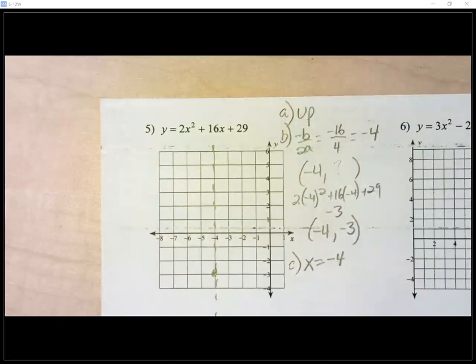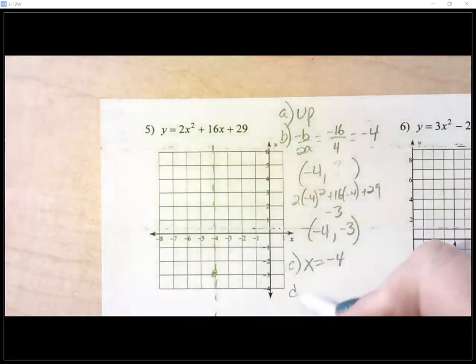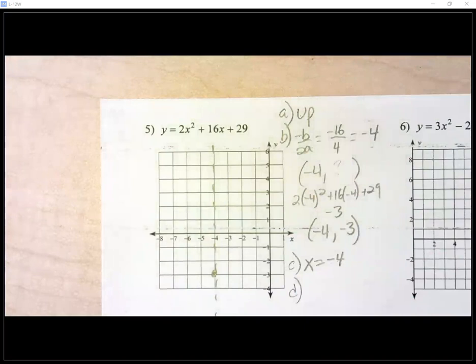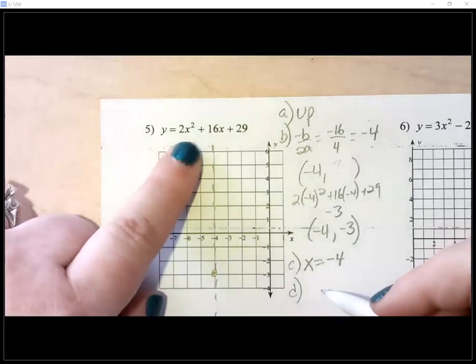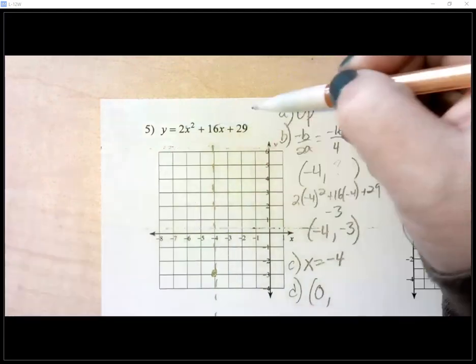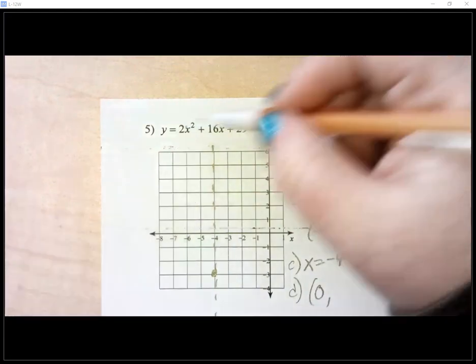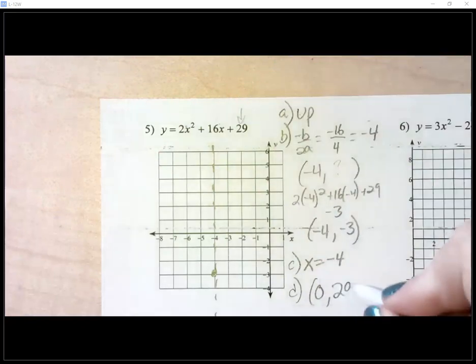So where was I? Axis of symmetry, there's the equation of the line, perfect. D, now this may or may not show up on your graph, depending on where it is. We're looking for the y-intercept. So to find the y-intercept, what do you do? You plug in 0 for x. So it's very easy to find. If I plug in 0 for x, don't I just get out a 29? Right? In standard form, that's always just going to be my y-intercept. So 0, 29, which is off my grid.